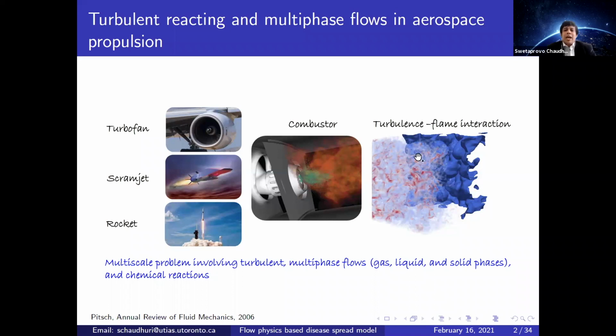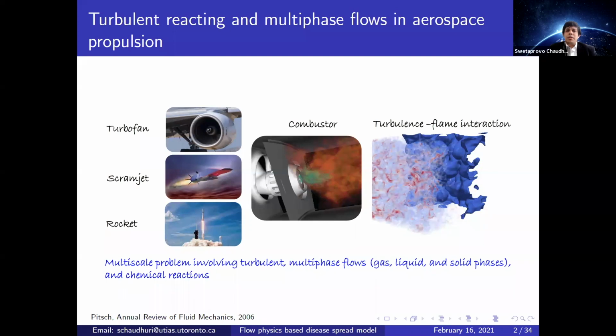Now, there is strong turbulence and this turbulence interacts with flames. We look into how flame interacts with turbulence, how fast flames propagate under the impact of turbulence, and things like flame extinction, flame stabilization, and all aspects of them. This is essentially a multi-scale problem that involves turbulent multiphase flows and chemical reactions.